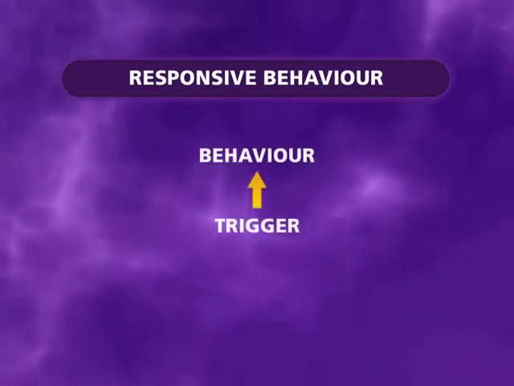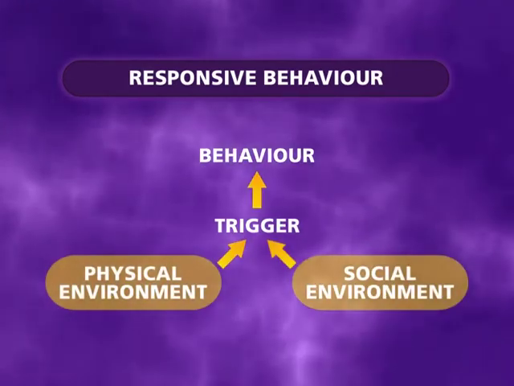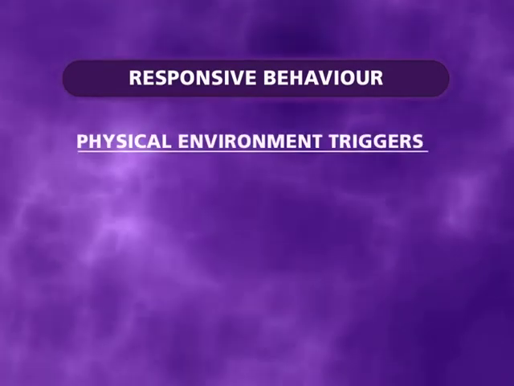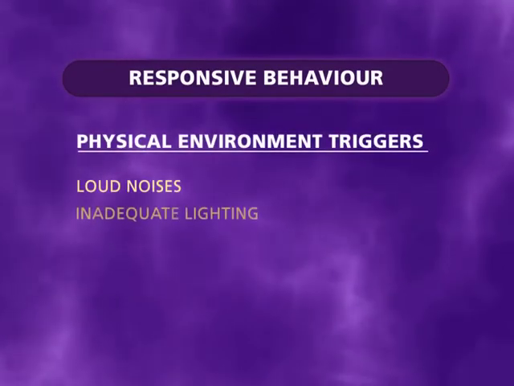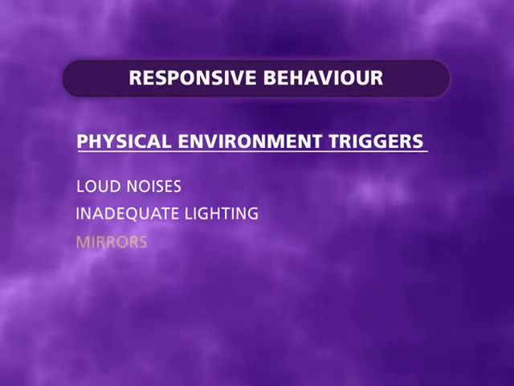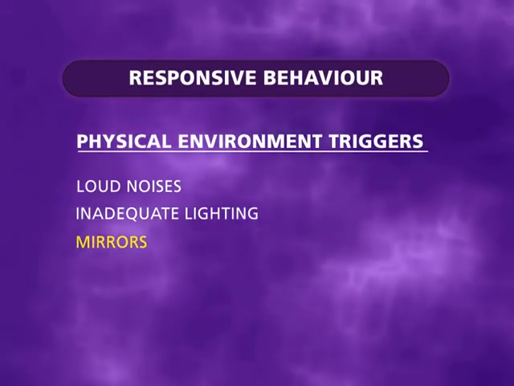Behavior can be triggered by things in the resident's physical or social environment, or by something going on intellectually. For example, loud noises or inadequate lighting can be triggers in a person's physical environment. Mirrors can also be distressing if the person does not recognize their own reflection.